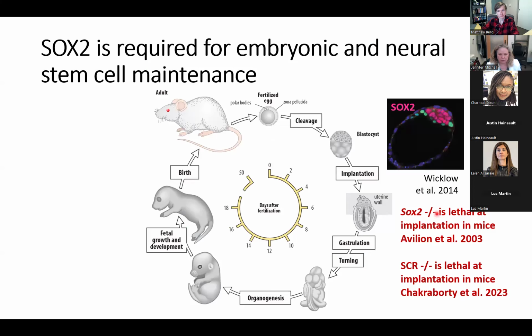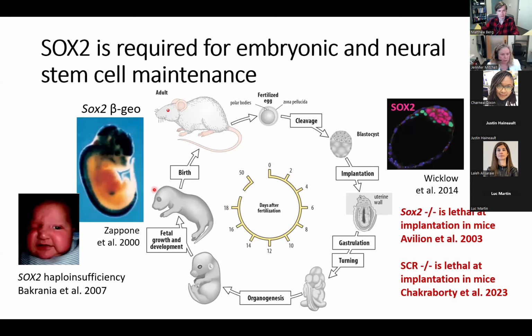And if you delete the SOX2 gene on both alleles, the embryo dies. The embryo cannot continue to develop beyond implantation. And so this is peri-implantation lethal. Recently, collaborators of ours at the NIH deleted the SCR in this context and also showed that that had the same phenotype as the gene deletion. So that was nice. But a lot of earlier work had shown that SOX2 is also expressed in developing nervous tissue.